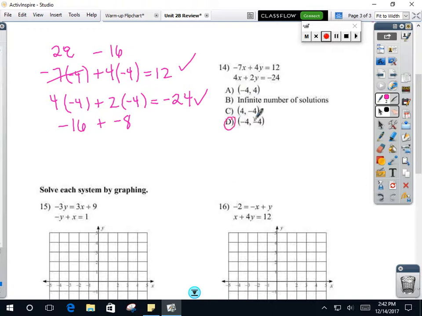What if you plugged all 3 of those in and you couldn't get any of them to make these two numbers? You would have circled B. But I would at least try them twice before you just circle that. Okay? All right, number 15.